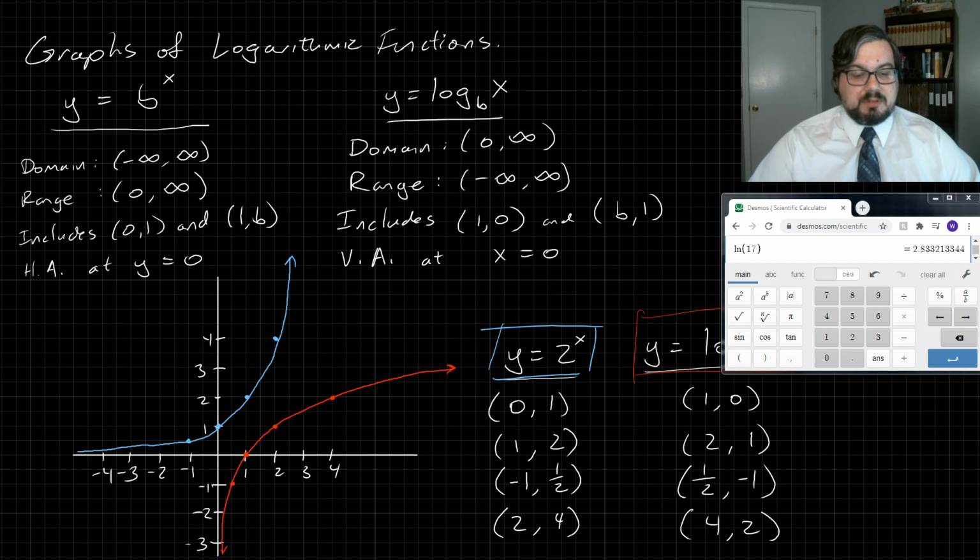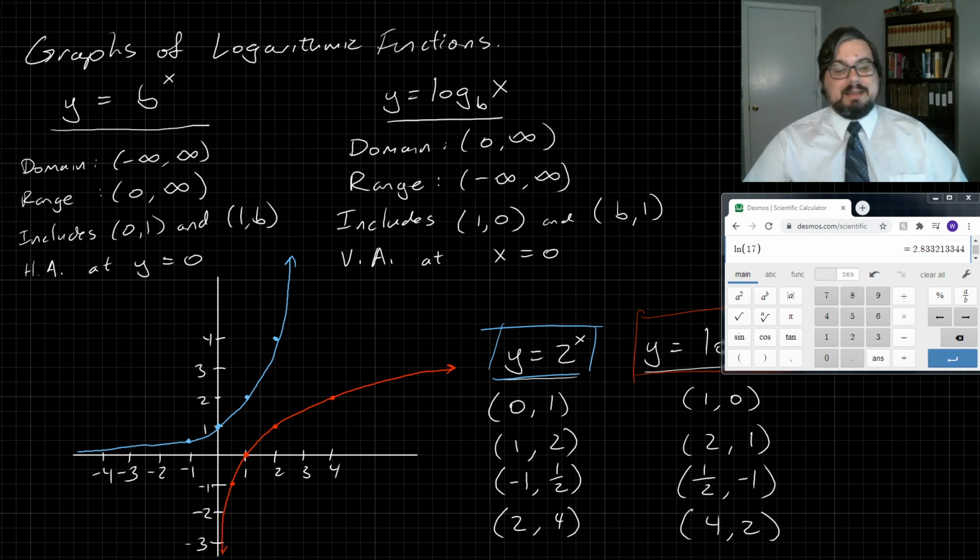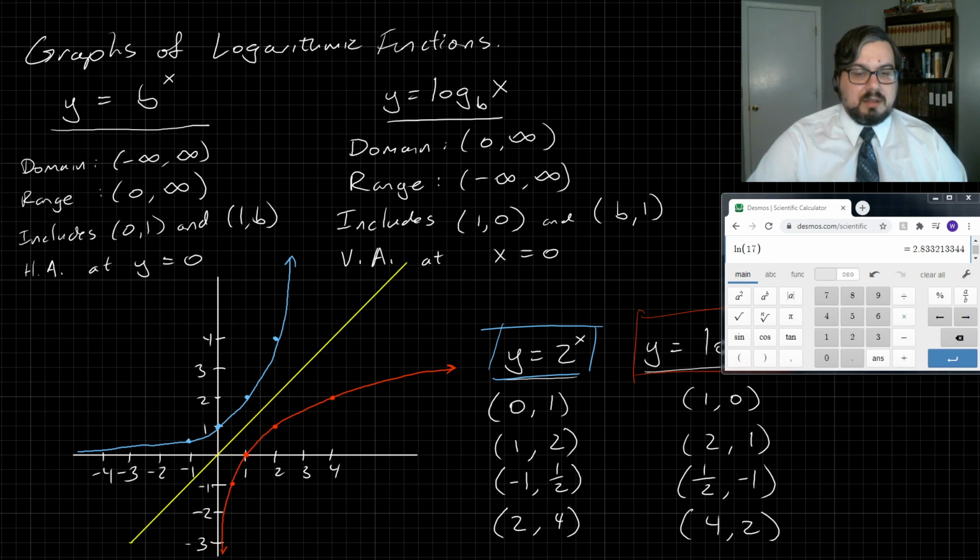And so that's what the graph of y equals log base 2 of x is going to look like. One thing you can notice is that these two graphs are symmetric in the sense that they are reflections of one another across the line y equals x.